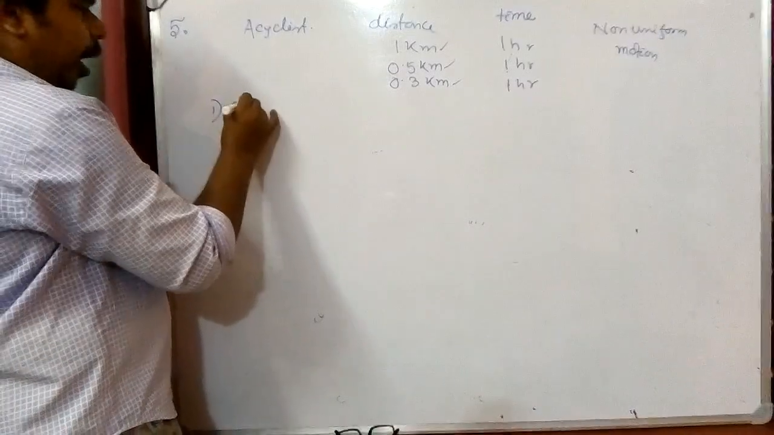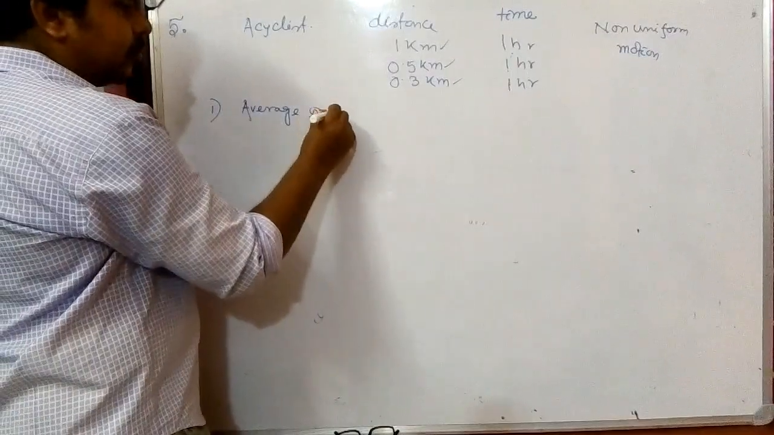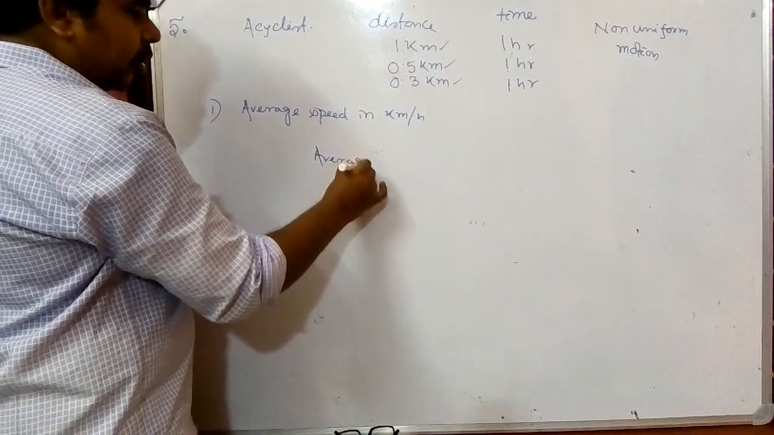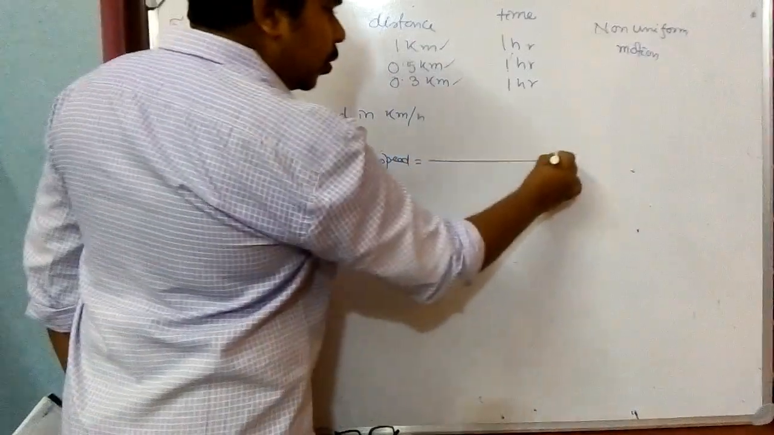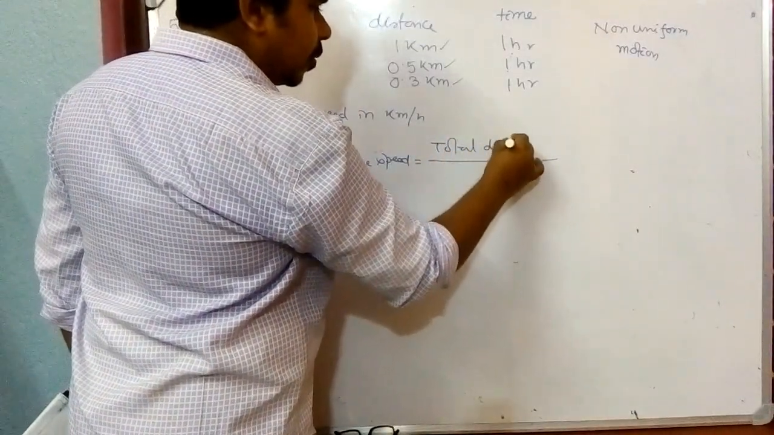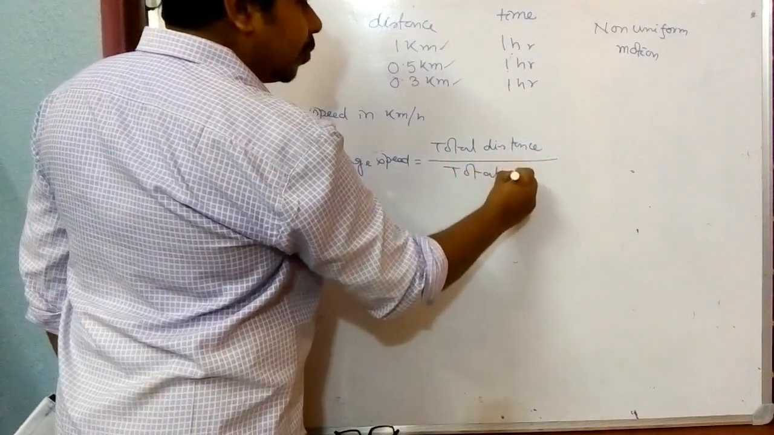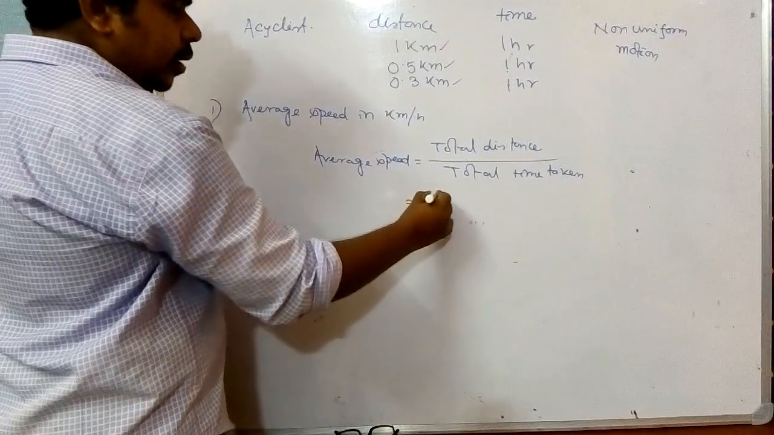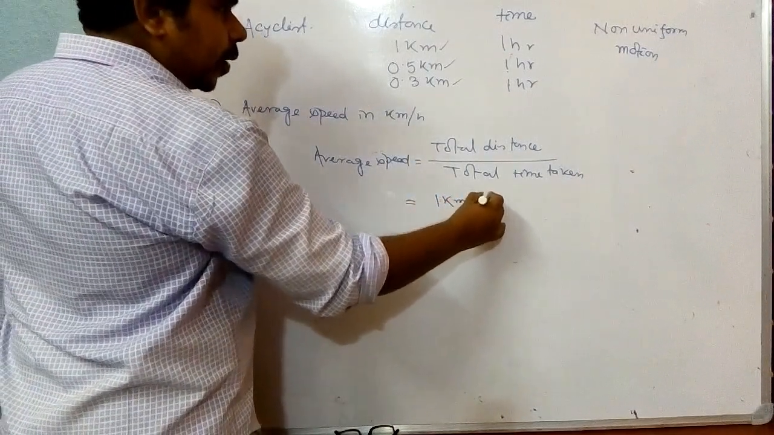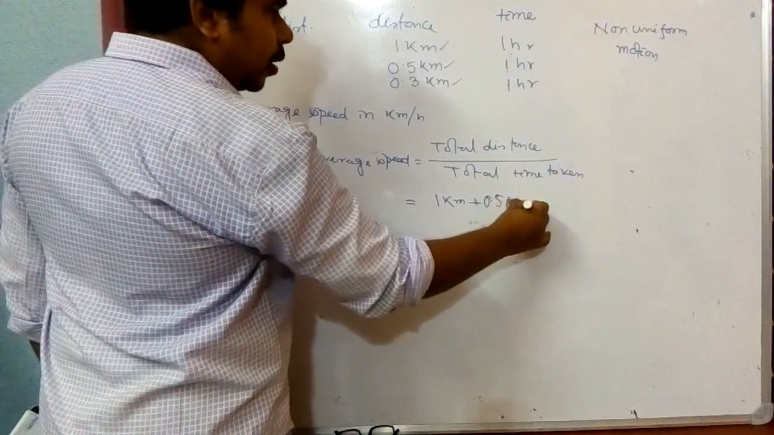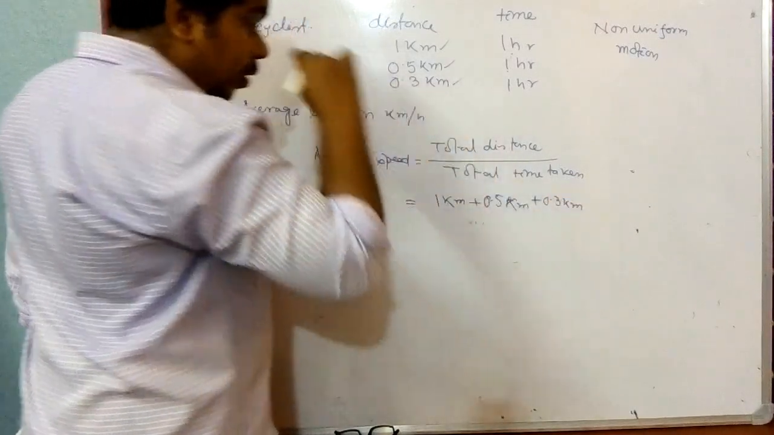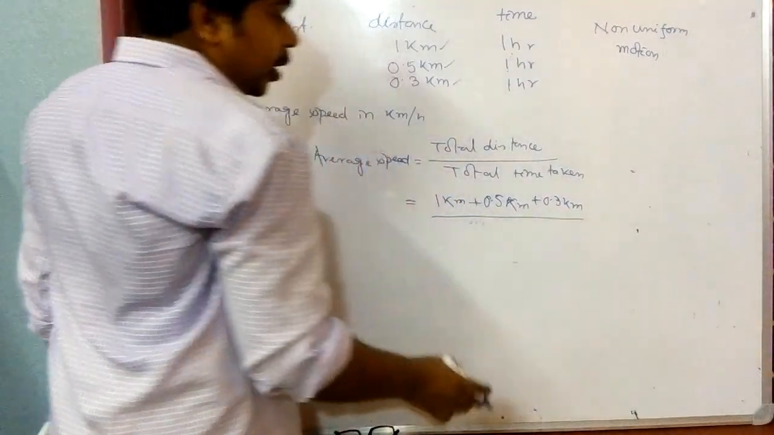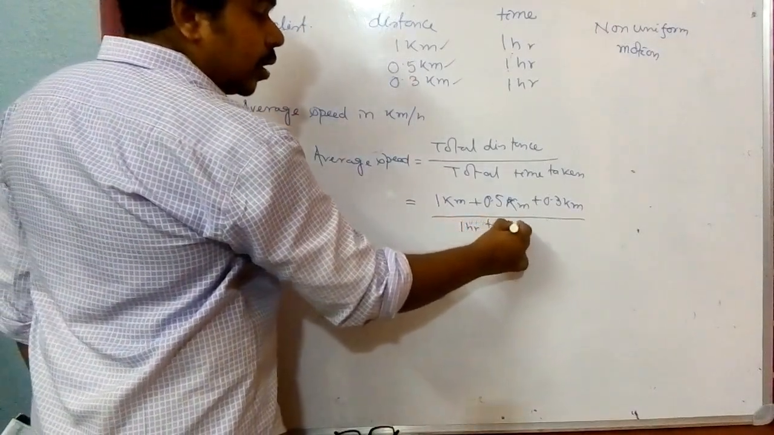So first question, you have to find the average speed in kilometer per hour. So what is the equation of average speed? Average speed equals total distance upon total time taken, that we all know. Here the distances are given. The first distance he covered 1 kilometer, then 0.5 kilometer, then 0.3 kilometer. So total distance will be 1 kilometer plus 0.5 kilometer plus 0.3 kilometer, divided by total time taken, 1 hour plus 1 hour plus 1 hour.